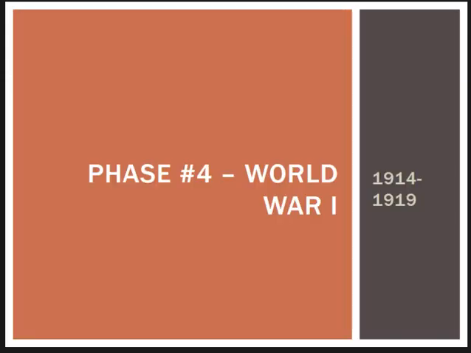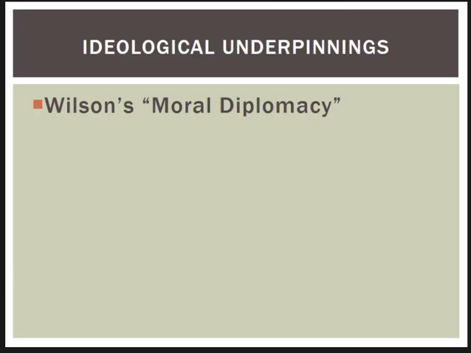Our fourth phase is World War I, 1914 to 1919. Obviously, the United States is not involved in it all of that time. Our direct involvement begins in 1917, but the war itself began in 1914. It ended in 1918 with the Treaty of Versailles being signed in 1919. Ideological underpinnings, again, Wilson's moral diplomacy.